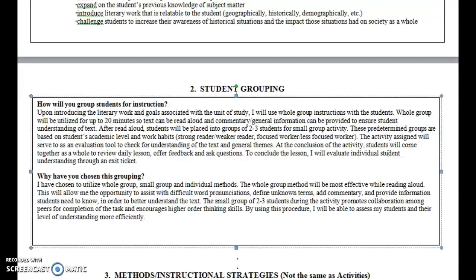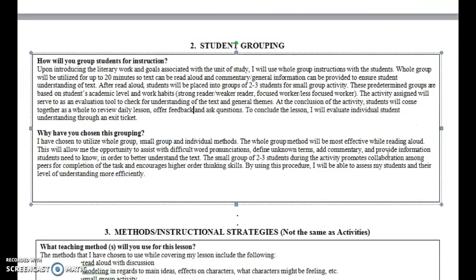I have chosen to utilize the whole group, small group, and individual methods. The whole group method will be most effective while reading aloud. This will allow me the opportunity to assist with difficult word pronunciations, define unknown terms, add commentary, and provide information that students need to know in order to better understand the text. The small group of 2 to 3 students during the activity promotes collaboration among peers for completion of the task, and it encourages a higher order of thinking skills. And by using this procedure, I will be able to assess my students and their level of understanding more efficiently.